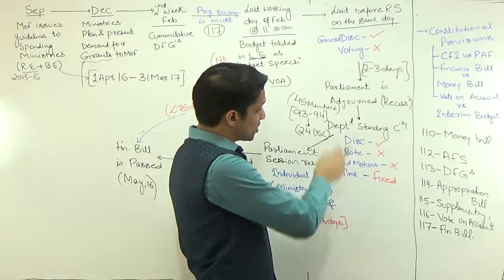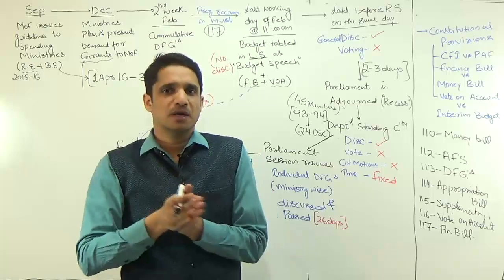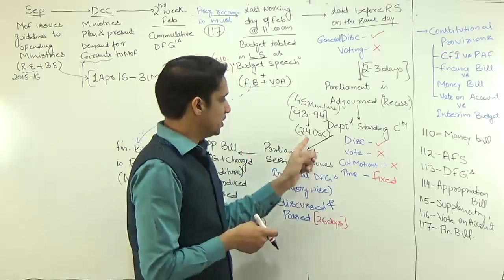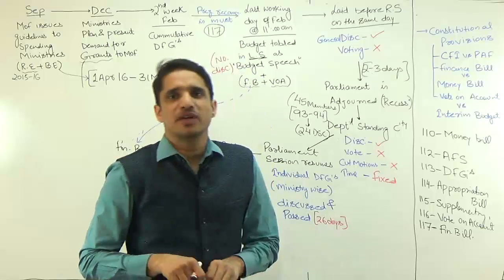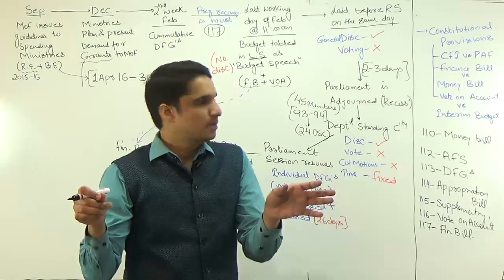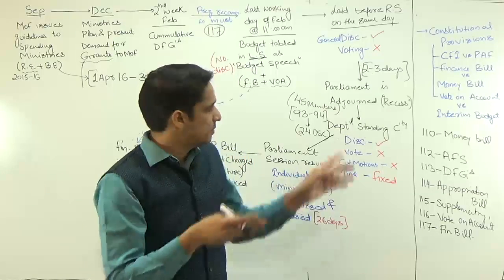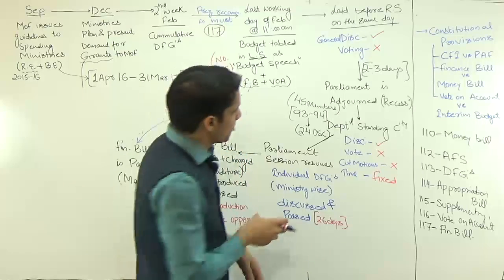The work of more than one ministry can be discussed in one departmental standing committee, because we have only 24 departmental standing committees. For example, we have a separate ministry for power and a separate ministry for renewable energy, but we have a common departmental standing committee for all the power ministries.